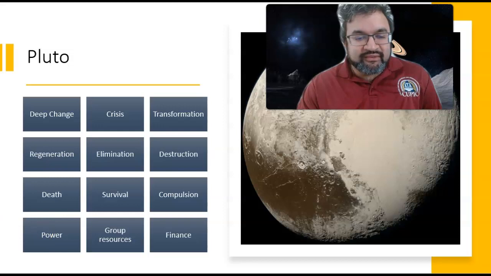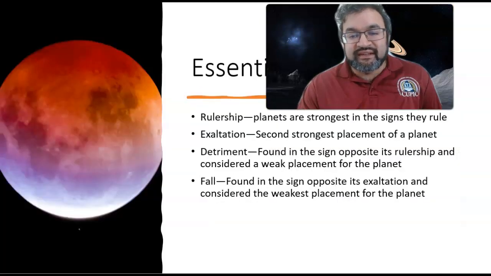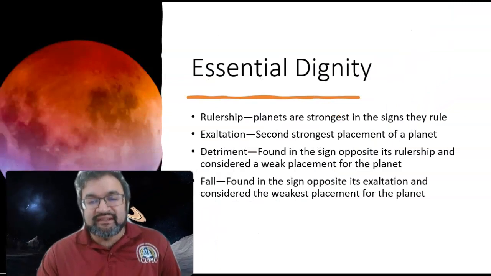So then I'm gonna go into the essential dignities, and I know this has already gone over 10 minutes. Rulership, planets are strongest in the signs they rule. Exaltation, second strongest placement of a planet. Detriment, found in the sign opposite its rulership and considered a weak placement for the planet. And then fall, found in the sign opposite its exaltation and considered the weakest placement for the planet.